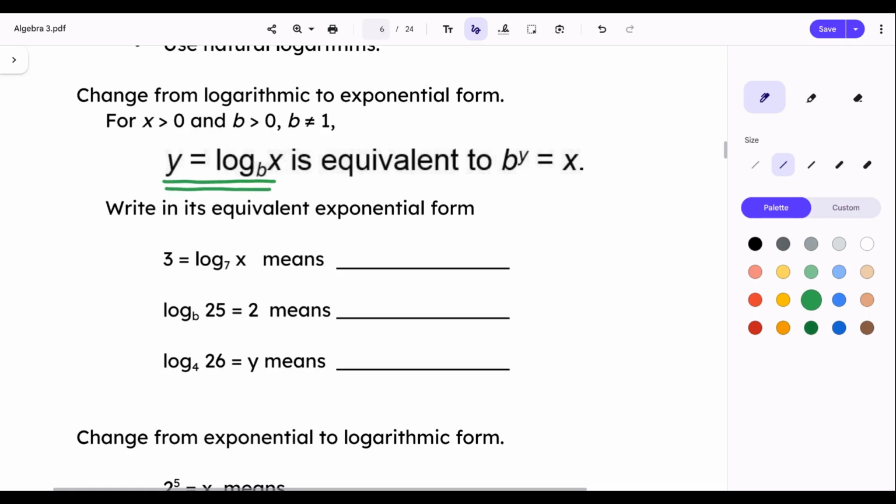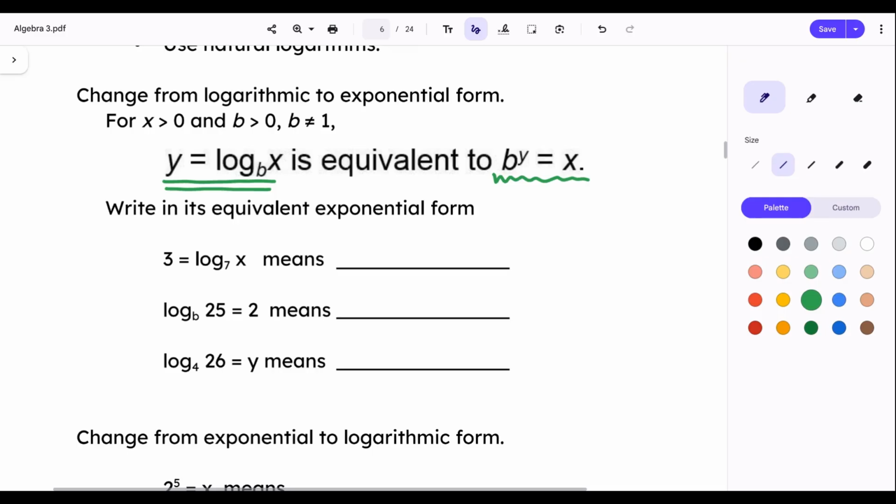Now, when we move things around and we get rid of that log, you can see how the little b here becomes a bigger B. It's not in the subscript area anymore. The y becomes an exponent next to the B, and then the x is now on the other side of the equal sign. That is just considered to be an exponential equation, and that's what we spent time with in the last section, okay? So being able to go back and forth is our first thing to be able to do.